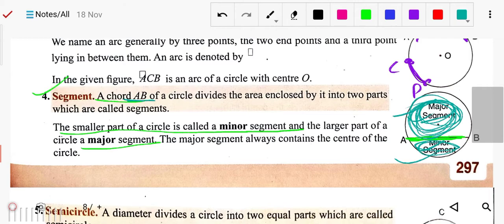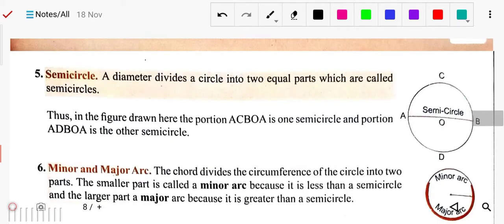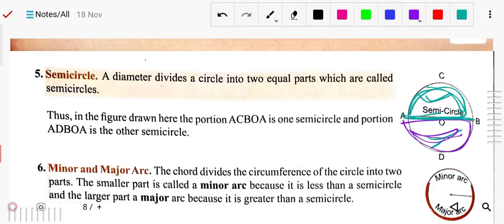Now next we have the semicircle. A diameter divides the circle into two equal parts, and each part is called a semicircle. Semicircle means exactly this diameter divides the circle into two equal parts. So this half portion is called the semicircle, and again this half portion is called the semicircle. Next we have minor and major arc.